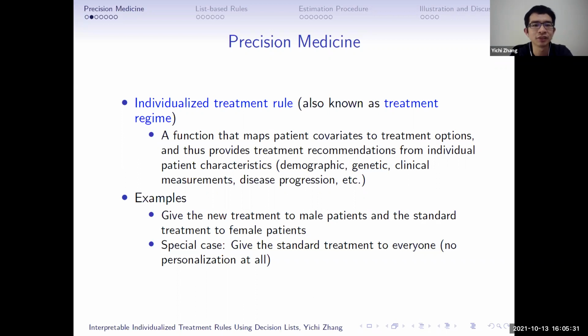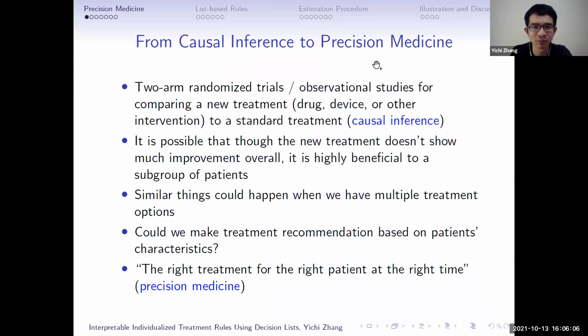As a special case, we could consider a constant function that basically maps all the X to a single treatment. This is a special case in the sense that we are giving the same treatment to everyone, so there is no personalization at all. So in precision medicine, we are not saying that we always want to personalize, but we also include the possibility that after looking at the data and conducting analysis, we realize that we may not want to conduct any personalization at all.